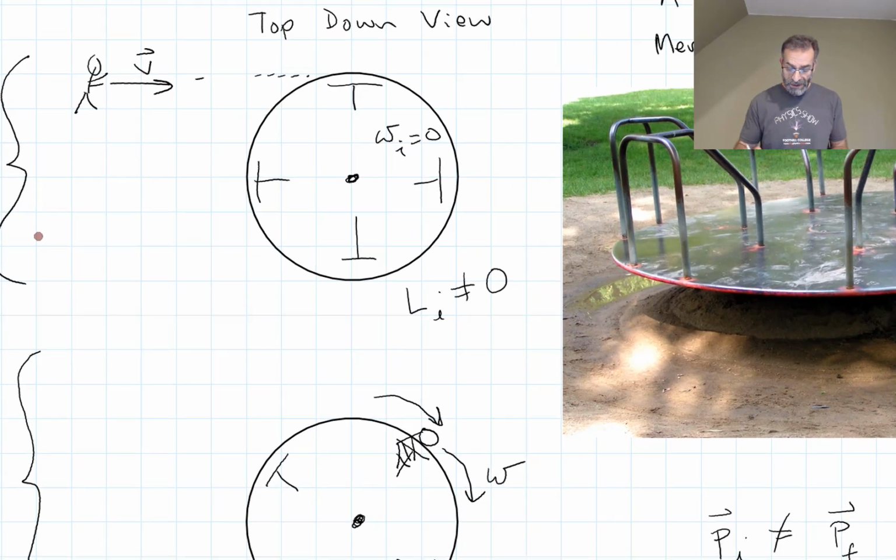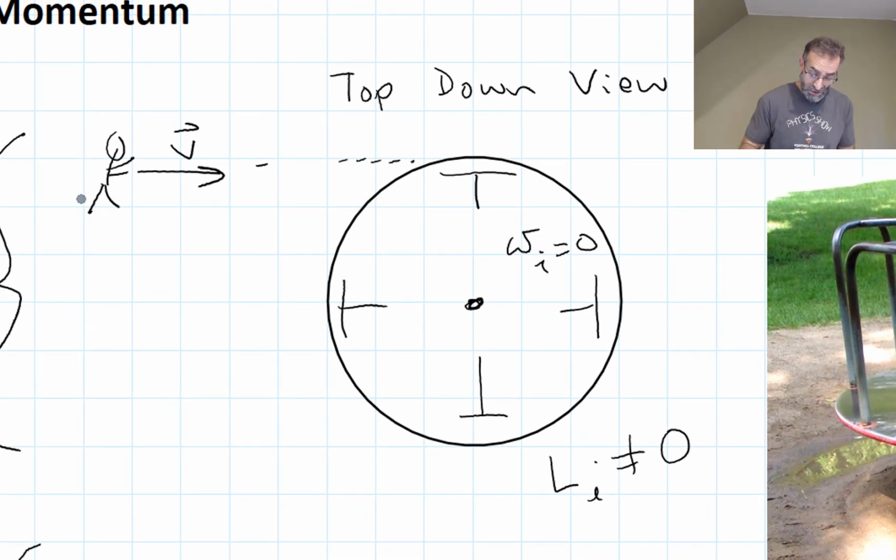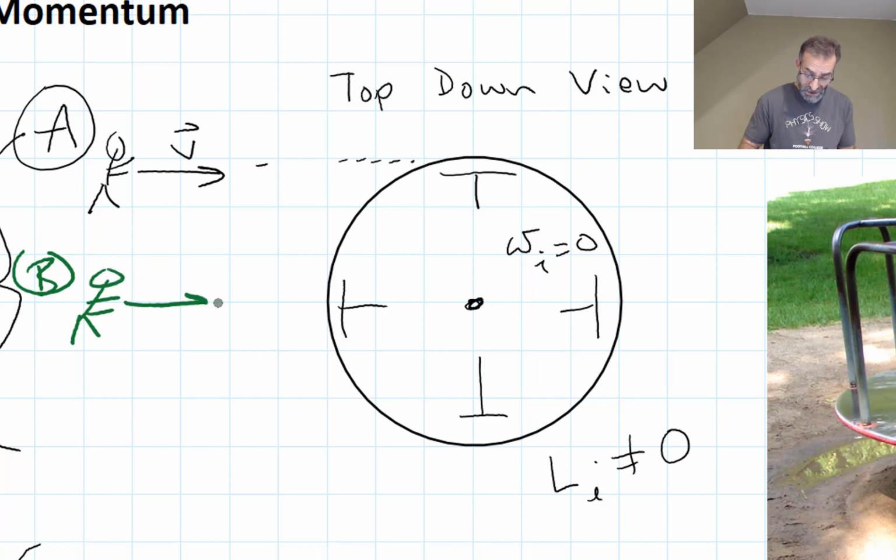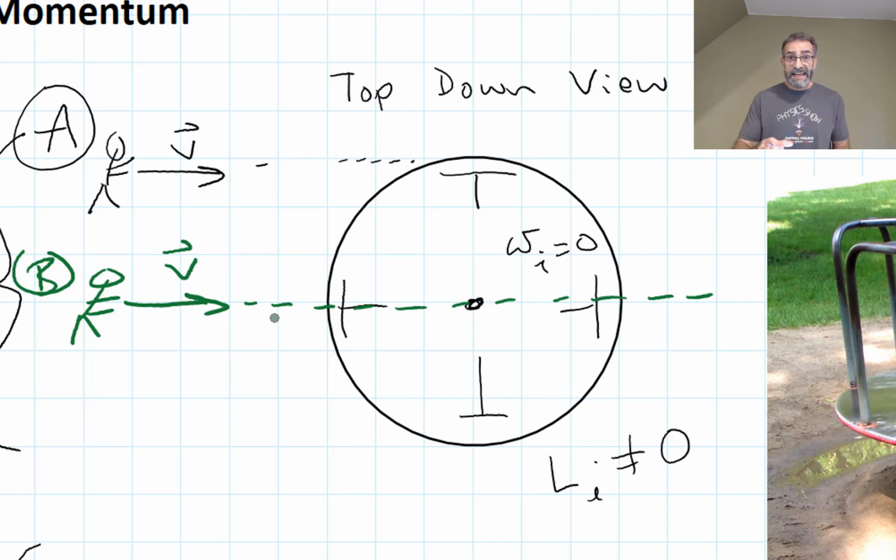Now let's take a look at a different example. I'm going to draw another kid. This will be kid A. And I'm going to draw another kid. I'll use green. And this kid runs really fast in this direction. And they run, jump, grab onto that merry-go-round. And what happens to our merry-go-round now? Absolutely nothing. When the kid jumps on here and grabs on, the merry-go-round does not move.